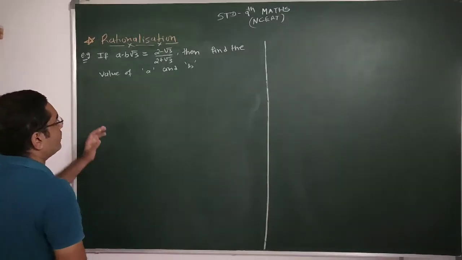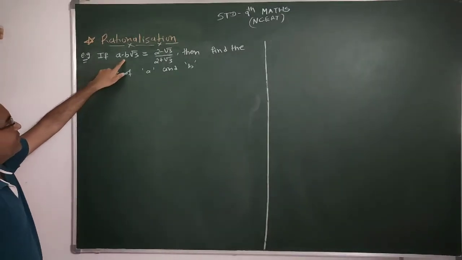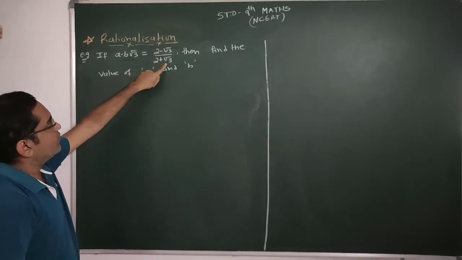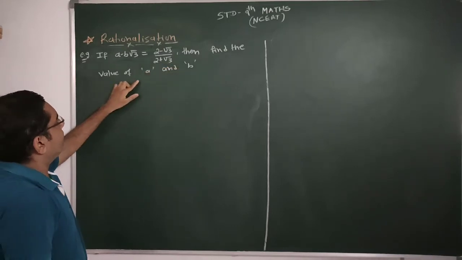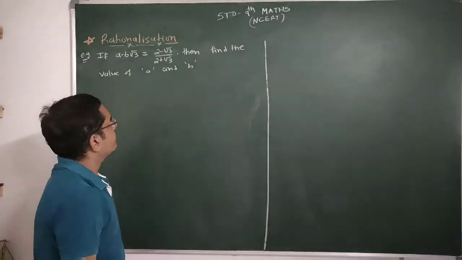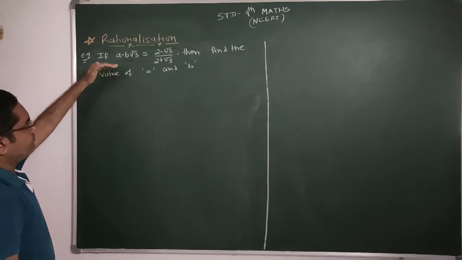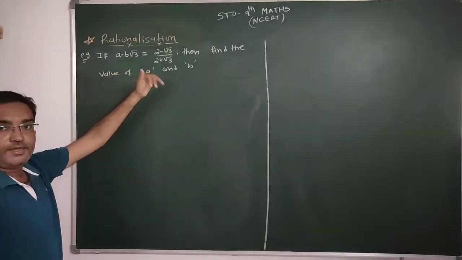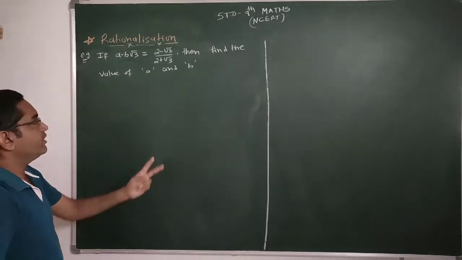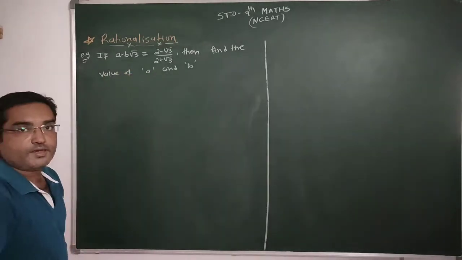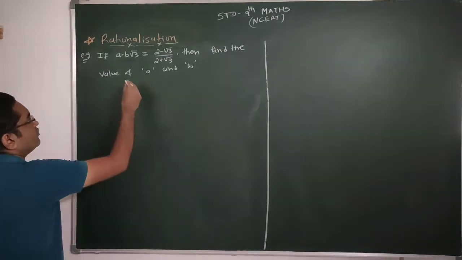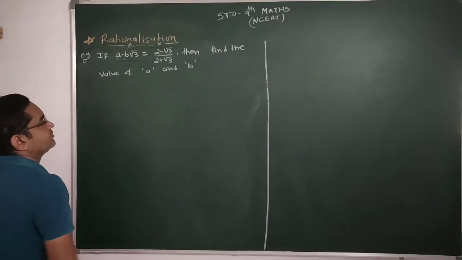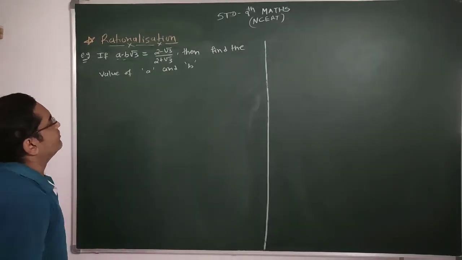Okay students, the next question is: if a minus b root 3 is equal to 2 minus root 3 upon 2 plus root 3, then find the values of a and b. So here we have to solve this equation, and the equation consists of irrational numbers. One equation is given in two variables which consists of irrational numbers, and we have to find the values of the unknowns. Right? The unknowns are a and b. So how can we solve this type of problem?